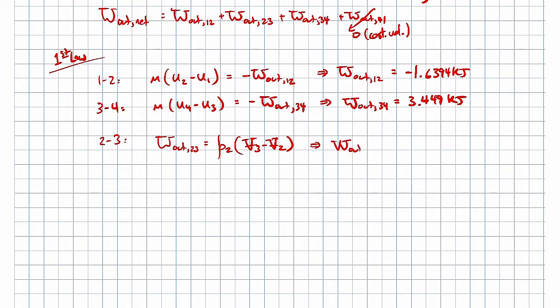I can plug those numbers in. And what you'll get is that comes out to be 1.3722 kilojoules. That's positive again because the air is doing work on the surroundings. It's part of the expansion. If you take all of these values, sum them together to get the net work out, you'll get that the net work out is 3.18 kilojoules. This is the work over the cycle.